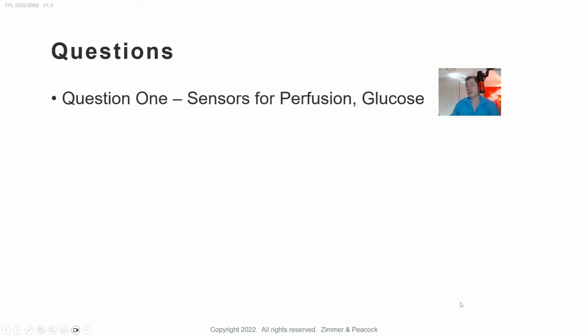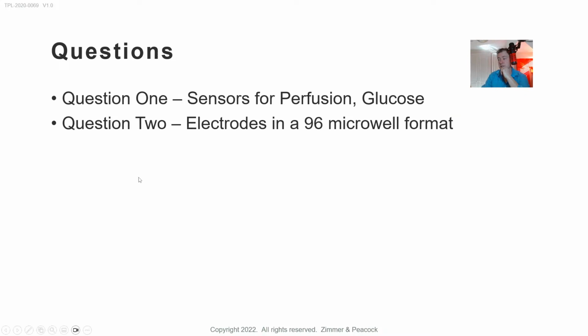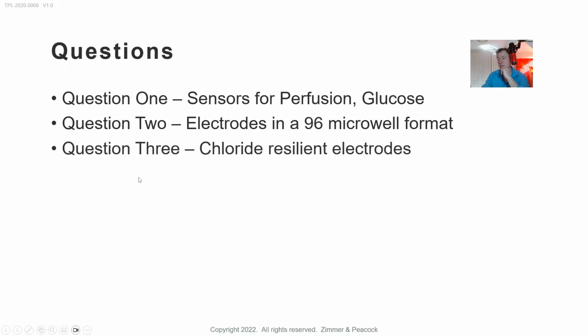Question number 1 was really about sensors for perfusion, in particular glucose. So I'll be talking about glucose sensors in a flow stream shortly. And we will also be talking about electrodes in 96 microwell format. I will be addressing that in a minute, how to make electrical contact with these kinds of electrodes.